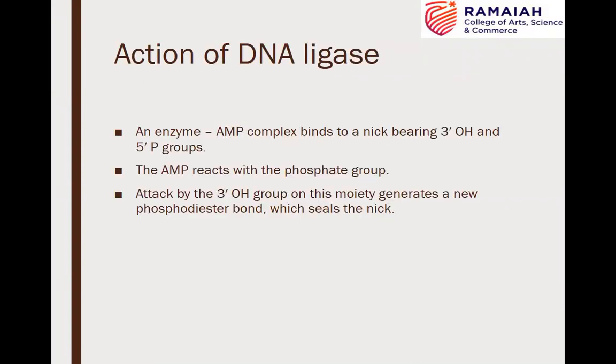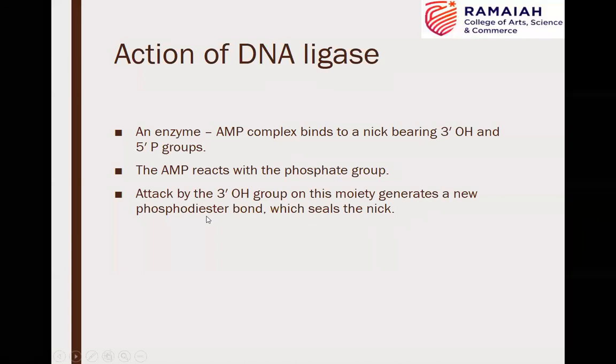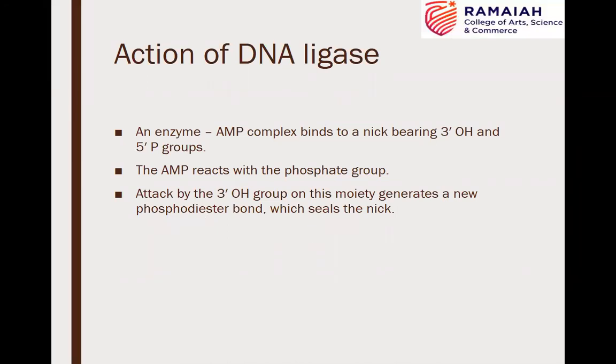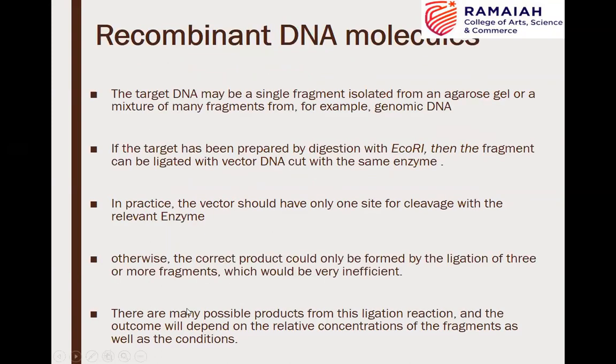The same information here explains the action of DNA ligase. An enzyme-AMP complex, as I told you in the previous slide, binds to the nick bearing the 3' hydroxyl group and the 5' phosphate group. Then the AMP reacts with the phosphate group. Then it becomes ready for the attack by the 3' hydroxyl group on the moiety, by which there is generation of a new phosphodiester bond. Thereby the nick will be sealed.